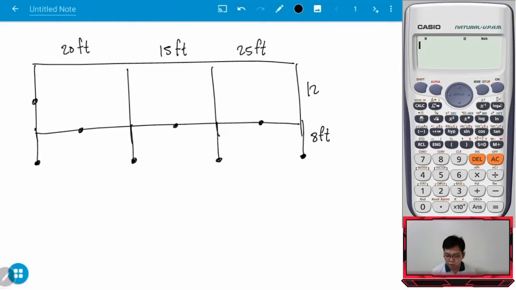Again, kalimutan ko yung lateral load. Ano yung lateral load natin? 8 kips. Tapos yung isa, ano yung isa? 10 kips. Tama, no?